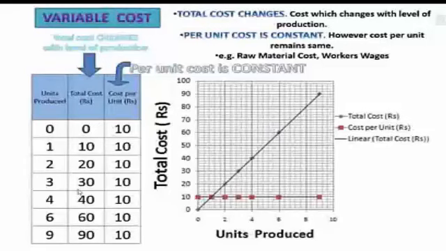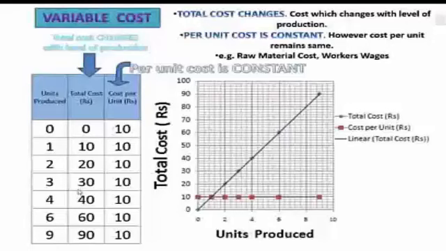So 200 rupees is required for stitching one shirt. If suppose we want to manufacture 2 shirts, this cost 200 will become 400, double. Total cost will be 400, but cost per unit will remain at 200 only. So these are the main features of a variable cost, where the per unit cost is always constant.